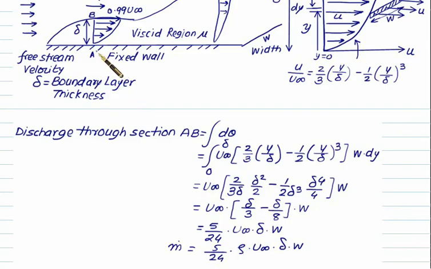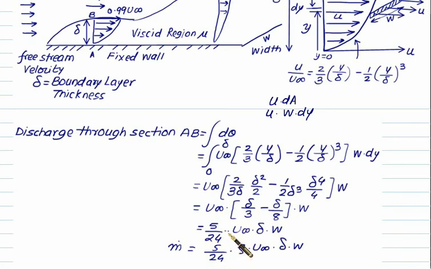The volumetric flow rate through AB is given as the integral of dQ, which is simply equal to the velocity u multiplied by dA. Here we have to write u in this form, and dA we take as the width w multiplied by dy. So you just substitute u as u infinity multiplied by this bracket, and we have w into dy. The total height is from 0 to delta, so the limit is from 0 to delta. Solve this integral step by step. Finally we get the discharge through this section as 5 by 24 u infinity into delta multiplied by w.